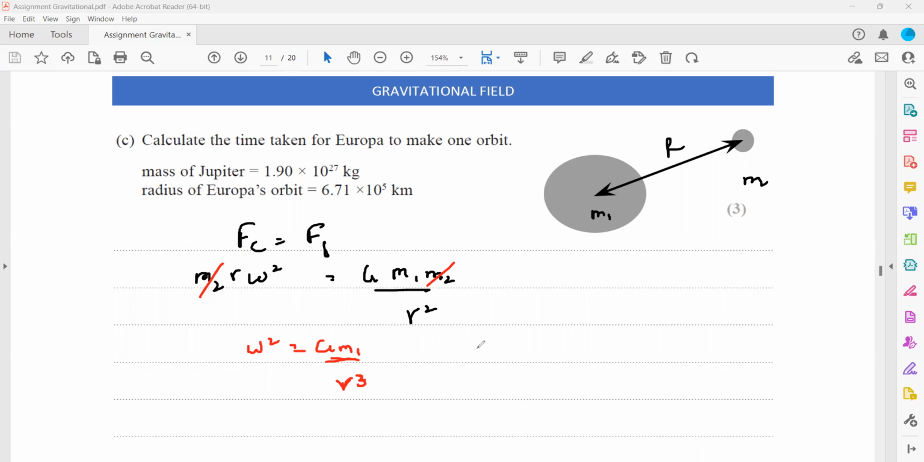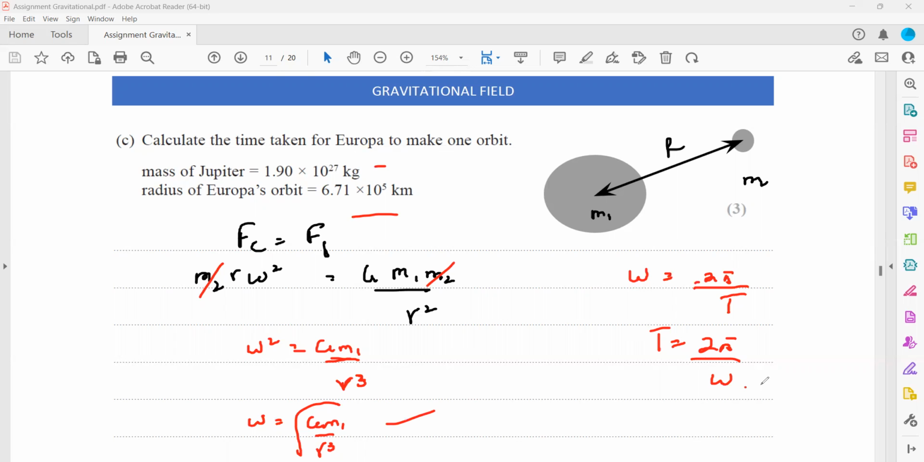So this will give omega. Why am I finding omega? Because we need the time period. Omega is equal to 2 pi f, or omega is equal to 2 pi divided by T. So the time period is 2 pi divided by omega. First we work out the value of omega using G, the mass of Jupiter, and the radius. We have all of them, so we get omega. After getting omega, 2 pi divided by omega gives the time period of this satellite, the moon.